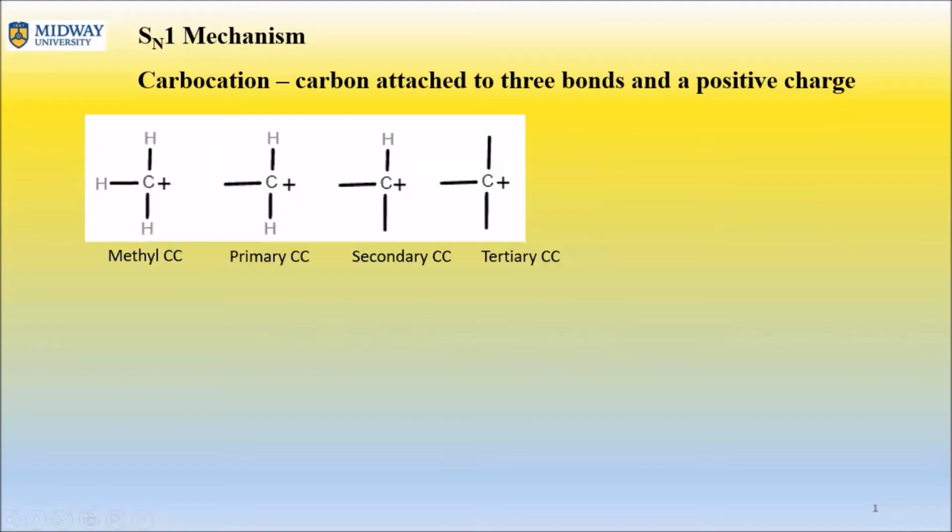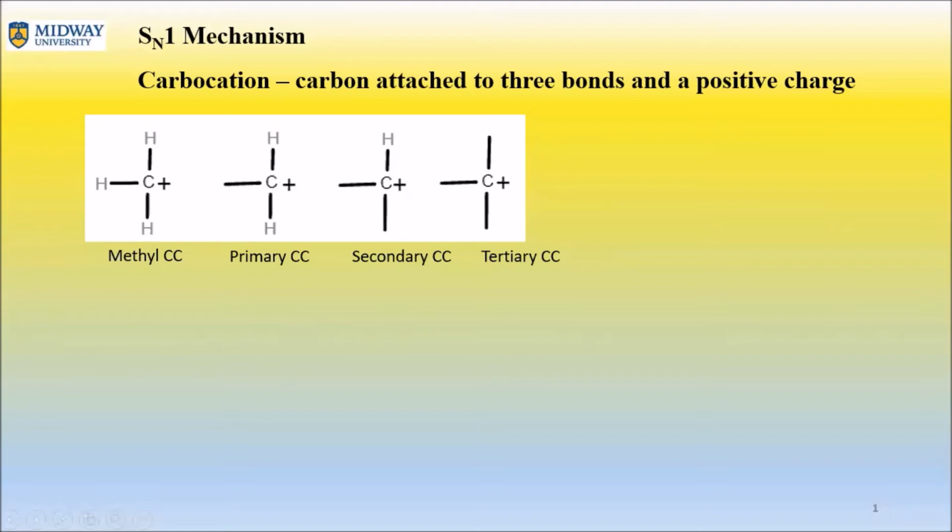Okay. So if you started with a methyl, which is again carbon containing 3 hydrogens and a positive charge, that's a methyl carbocation. Say you started with a primary substrate, that is a carbon containing the leaving group and 2 hydrogens, then that would contribute to a primary carbocation, because a carbon containing 2 hydrogens, 3 bonds of which 2 of them is hydrogen, and a positive charge, is a primary carbocation.